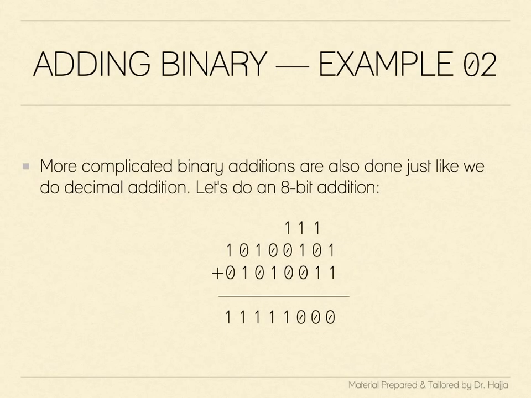Let's delve into another example to solidify our understanding of binary addition. For this instance, we will be adding the following 8-bit binary numbers, 101000101 and 010100011. Let's break down this addition step by step, starting from the rightmost bit and moving towards the left. In the rightmost column, 1 plus 1 equals 1, 0. Here we place 0 and carry over the 1 to the next bit.